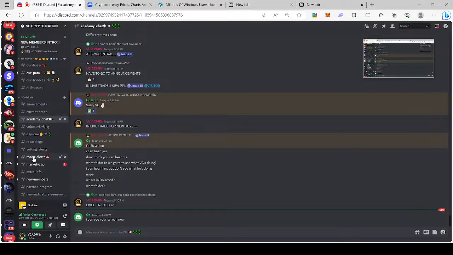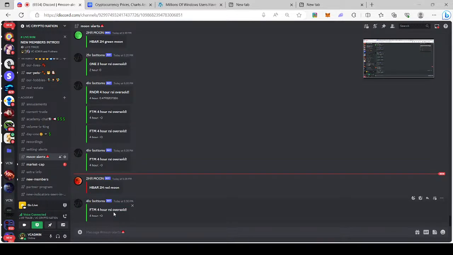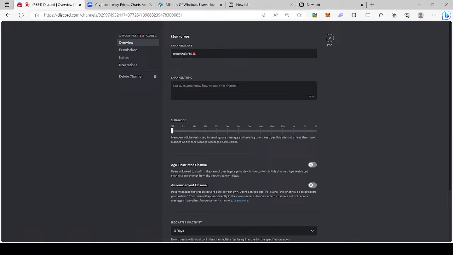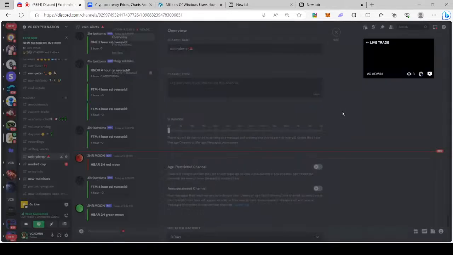So we have a thing called moon alerts. Now, I think I should just change this to coin alerts, and I'll do that right now. And we'll just get that set up correctly. So this will be coin alerts, and this will be the folder that you want to go to, basically to find coins. All right, there we go, coin alerts. So this will be where you can go in here and look for coins, right?